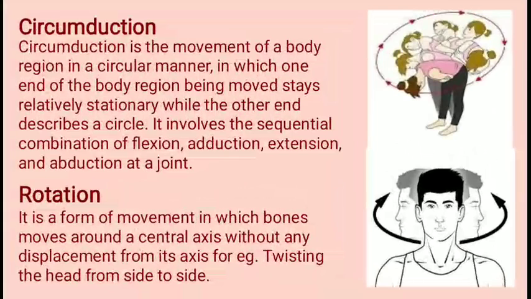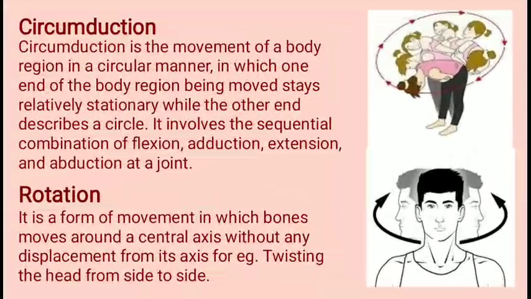Circumduction involves the sequential combination of flexion, abduction, extension and adduction of a joint. So you can find that in circumduction all movements are used. You can take the movement of the arm also. When you rotate the arm fully in a circular manner, it is also one example of circumduction.